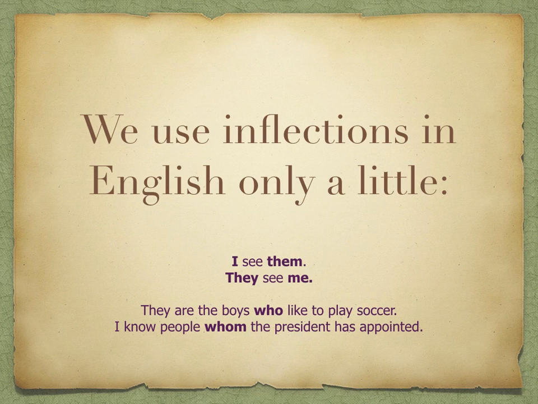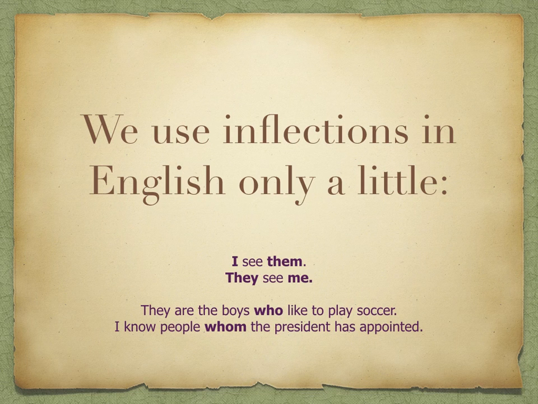In a more complicated choice, we try to choose between who or whom, and many people struggle over which one to choose. It boils down to whether the pronoun is the subject or the direct object in its own clause. So in the first sentence, they are the boys. They like to play soccer. We take those 2 clauses and combine them with the relative pronoun who. We use who because who is the subject of the verb like.